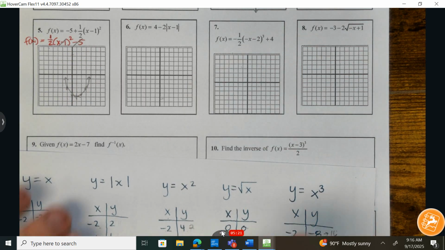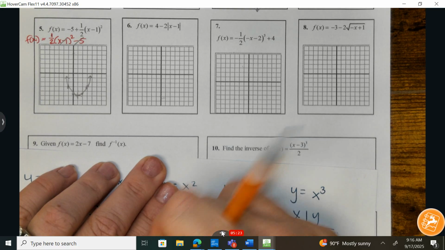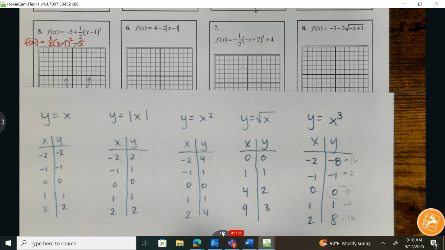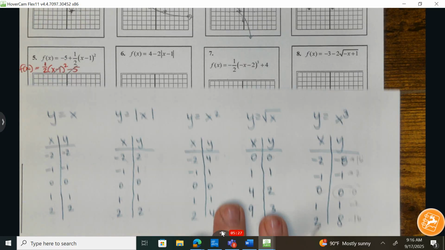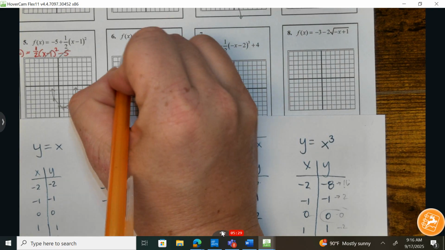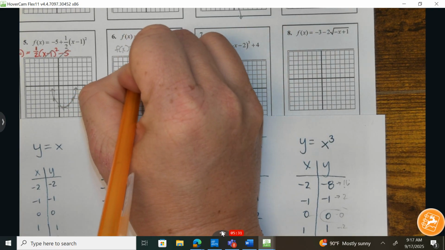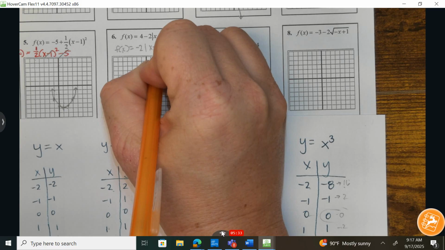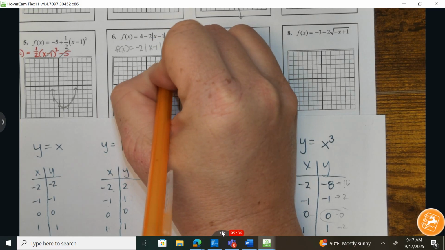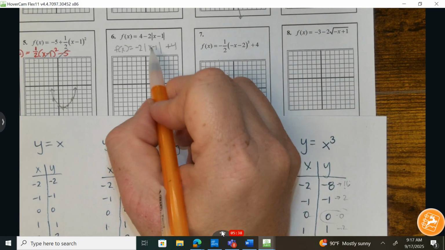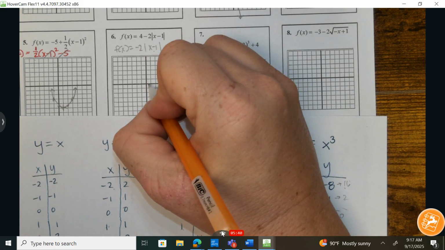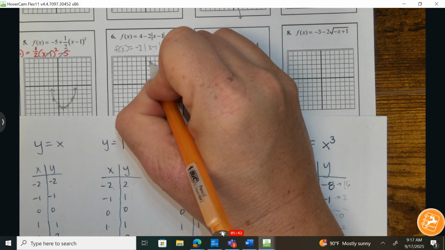Let's look at number 6. Number 6, as I look at it, is going to be an absolute value function. So here's my absolute value. Again, these will be on the board. And I'm going to rewrite this. So f of x equals -2 times the absolute value of x minus 1, and then we have a plus 4. It's a positive 4. I'm going to shift to the right 1 and up 4.